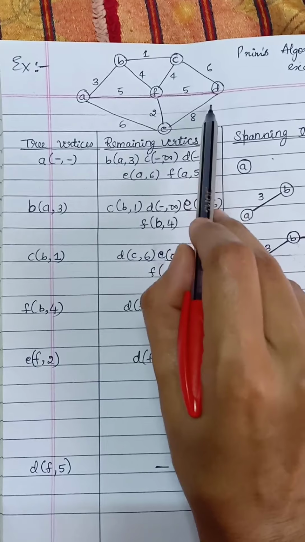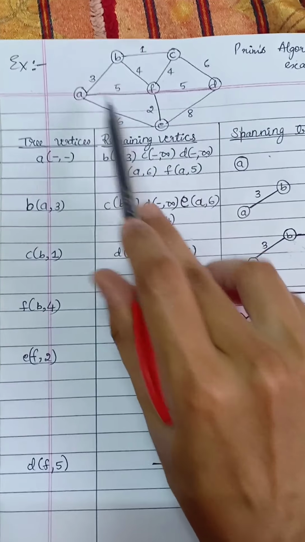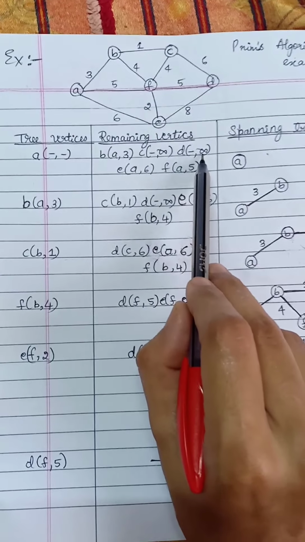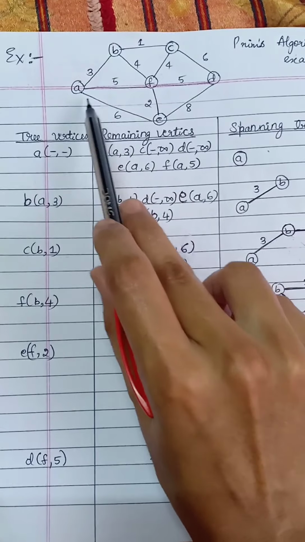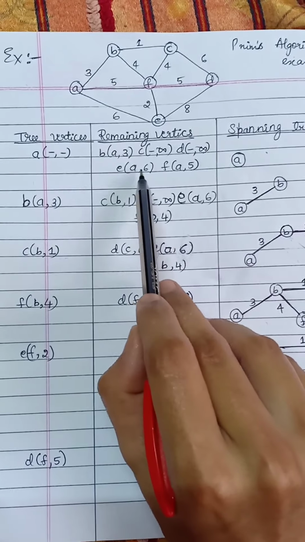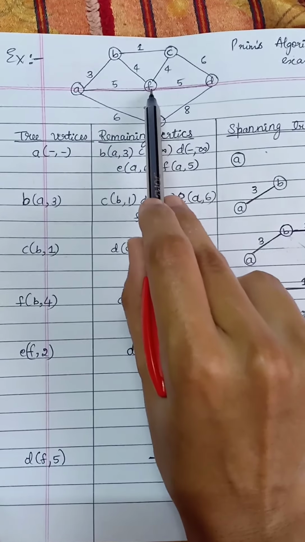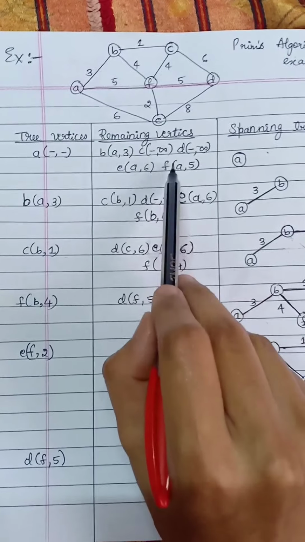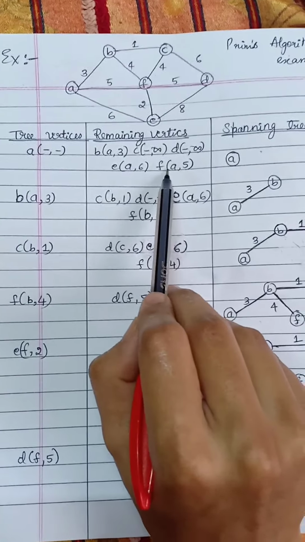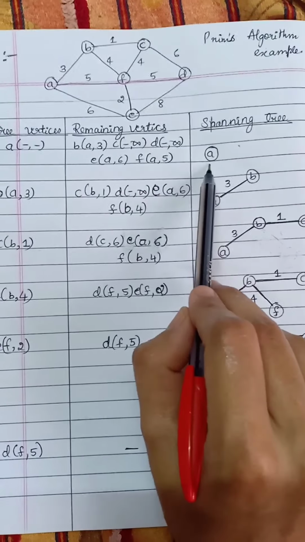Then D, from D you don't have a direct connection to A, so it is again nil and the cost is infinity. Then E has a direct connection to A and the cost is 6, and F has a direct connection to A with the cost 5. So these are the remaining vertices. Initially the spanning tree will look like this.